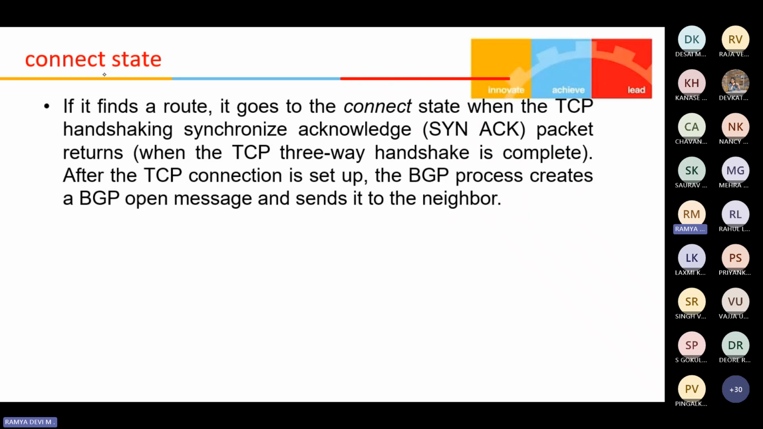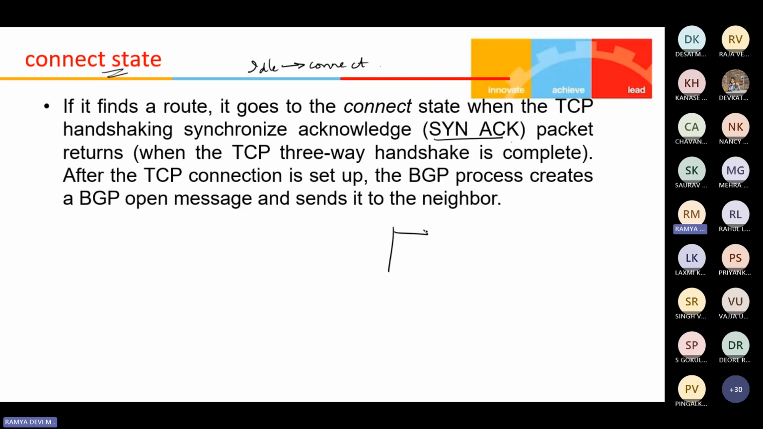The next state is the connect state. The second state is the connect state. So if a valid route is found, BGP goes from the idle state to the connect state. The transition occurs when I'm getting a SYN plus ACK. When the SYN-ACK is received, the three-way handshake is done, right?